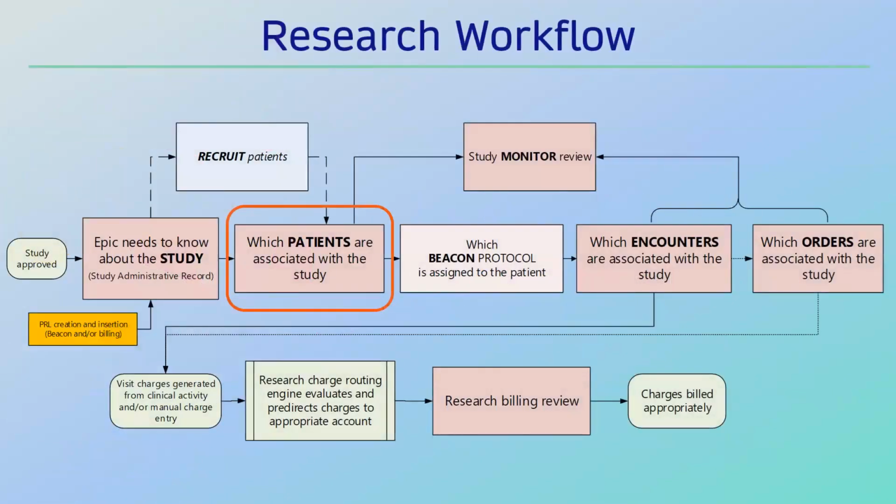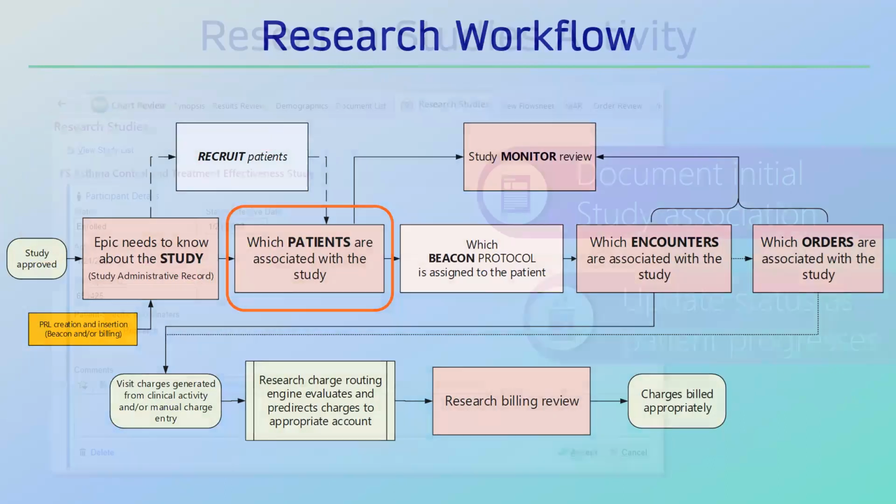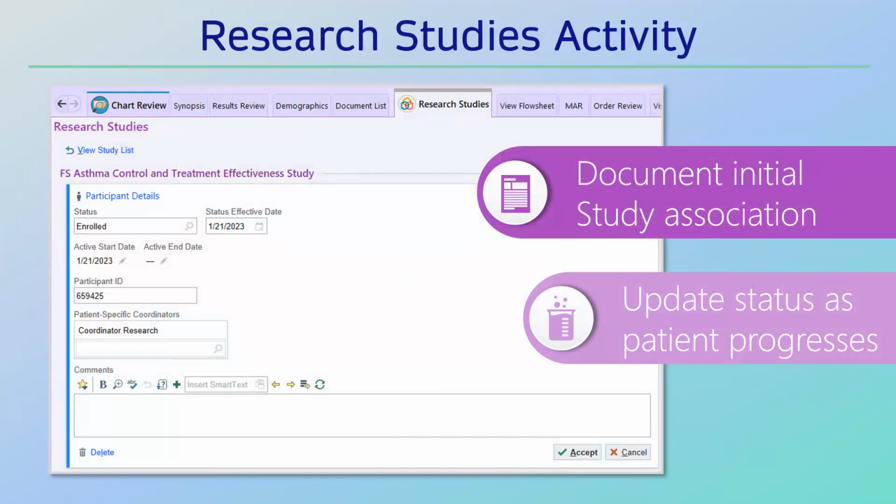Once you have the study record, you then need to know which patients are associated with which studies. This is done through the research studies activity in the patient's chart. Using this activity, you can identify which study the patient is associated with and what their current enrollment status with that study is. The status list is something that your organization can configure.